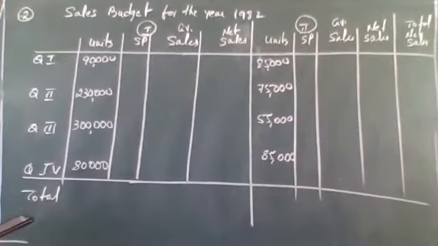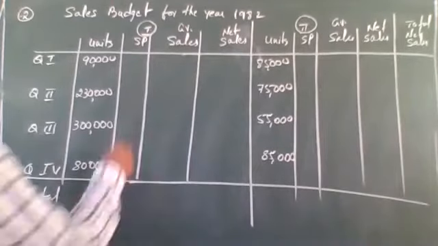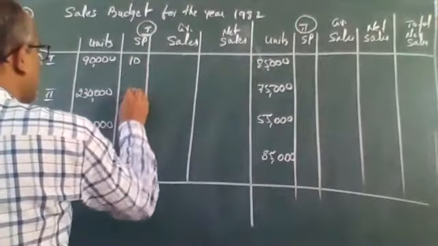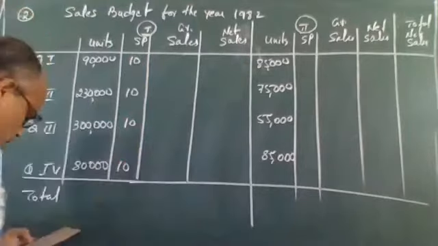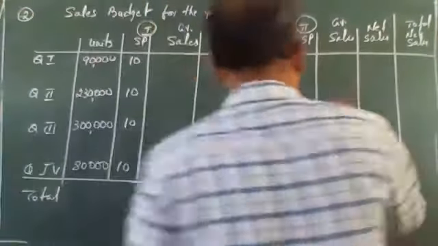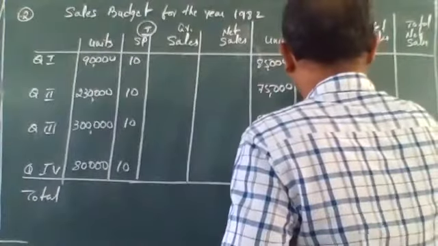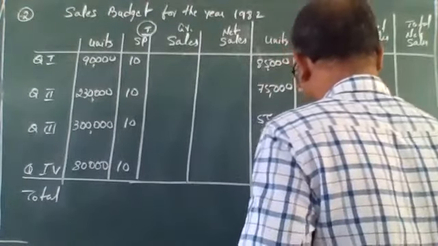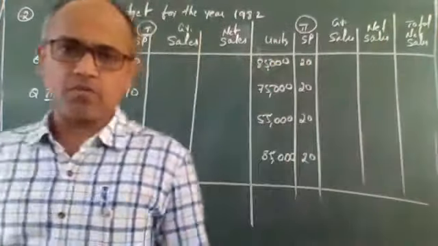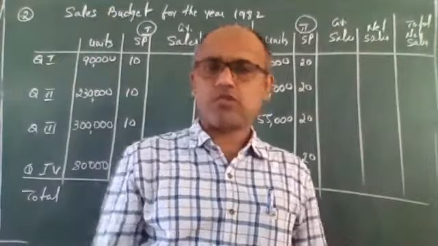Then the selling price of the products: product 1 is sold at 10 rupees per unit. Product 2 is sold at 20 rupees per unit. And there are no changes also. So what is the new point in this particular problem, sir, then? That loss.